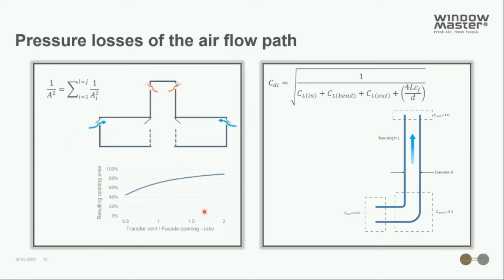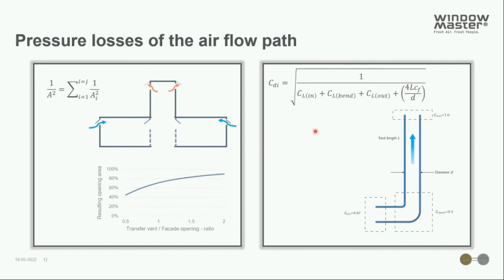And if you have transfer vents which are approximately double the size of the facade openings, then it will be very close to just a normal unobstructed airflow. We usually therefore recommend the transfer vents to be approximately 1.5 times larger than the facade opening windows, as this is where we see there will not be a huge difference in the resulting opening area going to double the size.